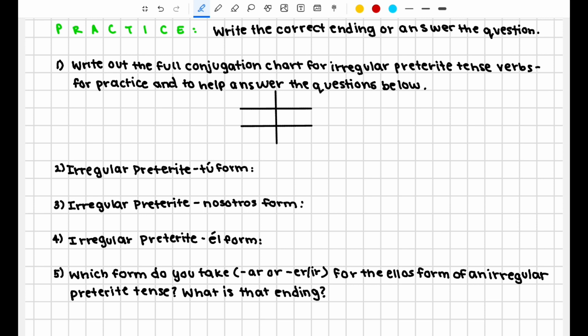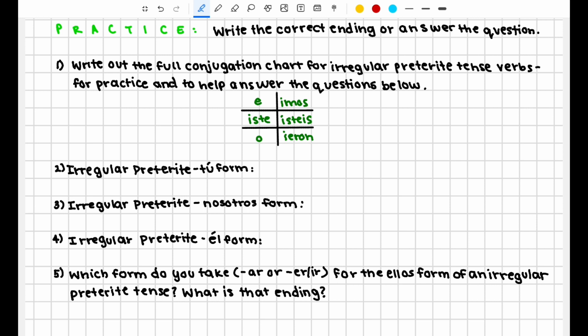Alright, so we have e, iste, o, imos, isteis, ieron. We basically use all of the ER, IR endings except in the yo form and in the él, ella, usted form, and remember, no accents.